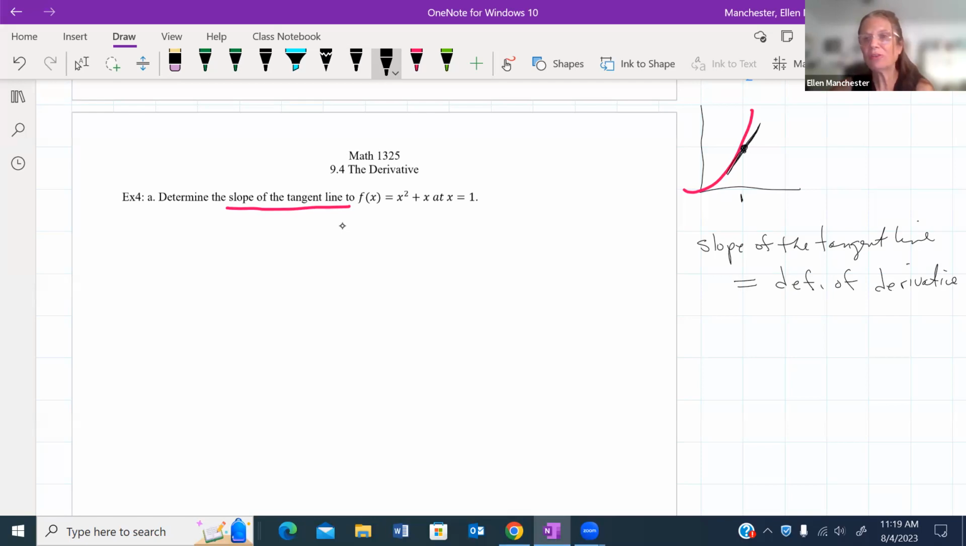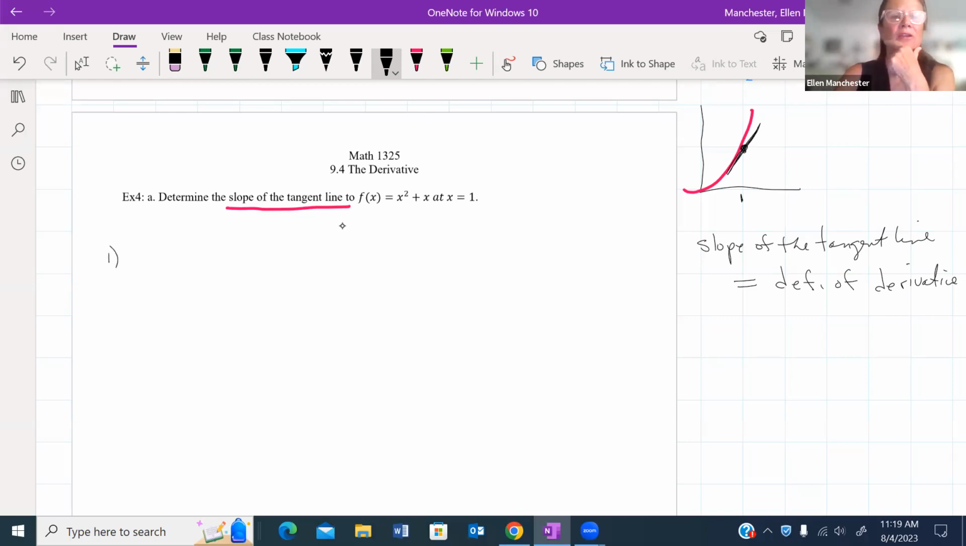Because it's not asking for the equation of the tangent line, it's asking just for the slope. So remember, derivative and slope is the same thing, okay? The derivative is the slope at one particular point, which is a tangent line, okay? So here we go. You're going to use the definition of the derivative.